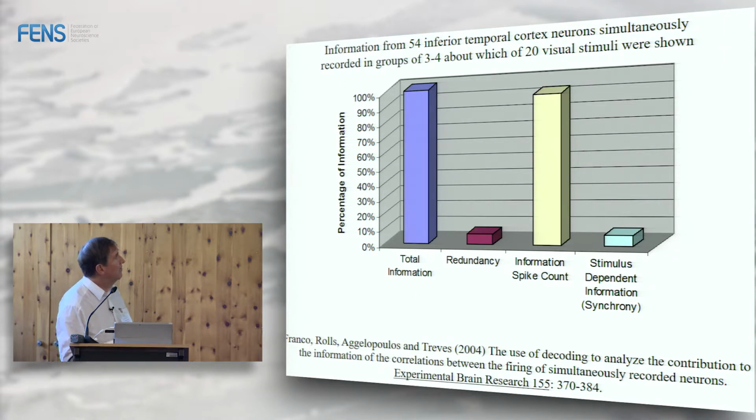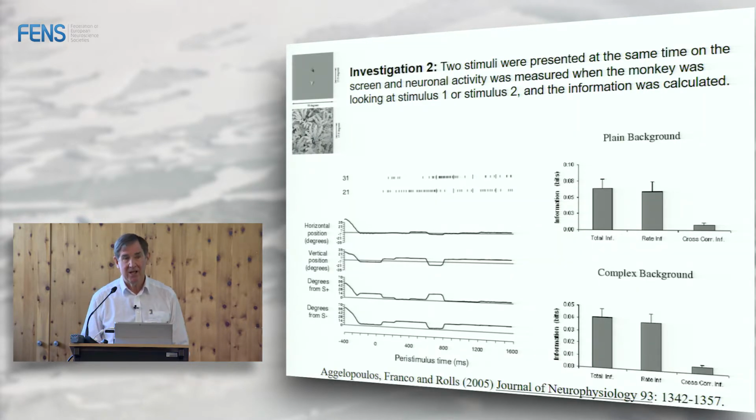Total information you get from your ensemble is there. If you just measure it from the number of spikes you count, you get almost all of it. If you look at the cross-correlation firing that's stimulus dependent, you get very little information. So the rule is almost all the information is in the spike counts in inferotemporal cortex. Almost none of it is in the cross-correlations. So Wolf Singer had a good hypothesis, but it's not supported by what happens empirically.